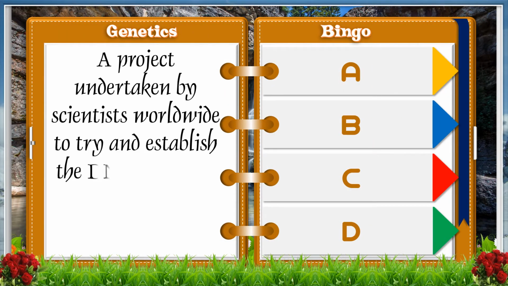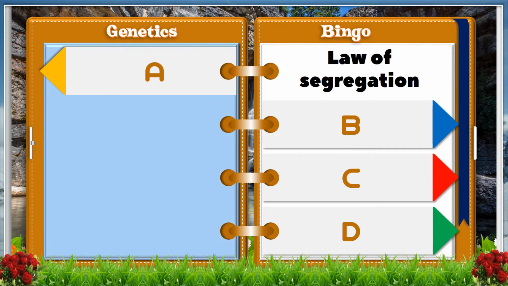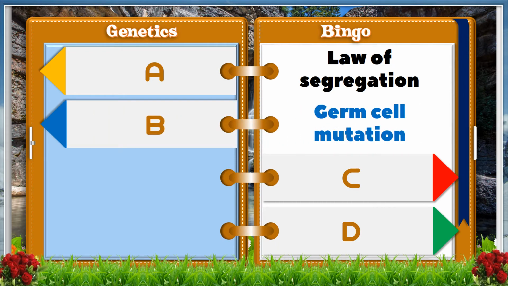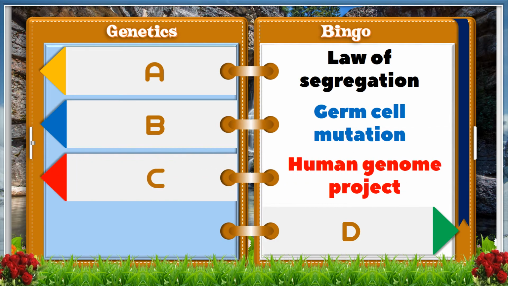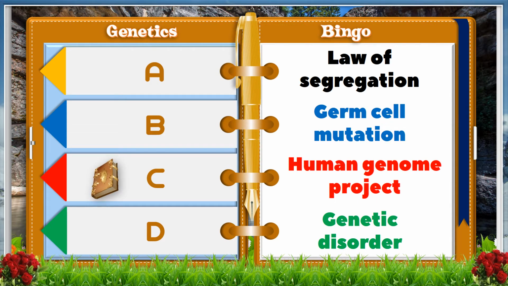A project undertaken by scientists worldwide to try and establish the DNA sequence of the human chromosome. A. Law of segregation. B. Germ cell mutation. C. Human Genome Project. D. Genetic disorder. And the answer is C. Human Genome Project.